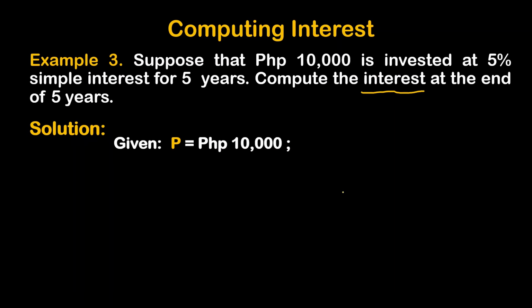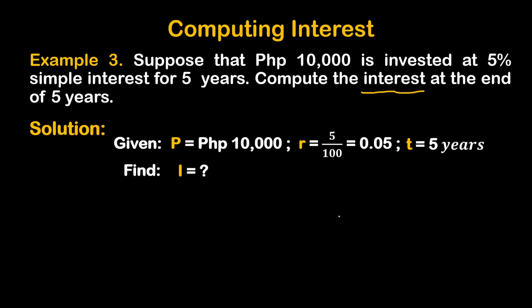That's our P. Then we also have our rate. Yung rate natin is 5%. So that means i-convert natin yan to decimal. So all we need to do is to, of course, i-divide lang natin yan by 100. And that gives us 0.05, which is the value of our R. Then, of course, we also have the value of T, which is 5 years. Since meron na tayong given information dito, so we can now solve for our interest or for the I. So again, ang gagamitin natin na formula to solve for the I is the formula for PRT. I is equal to PRT.